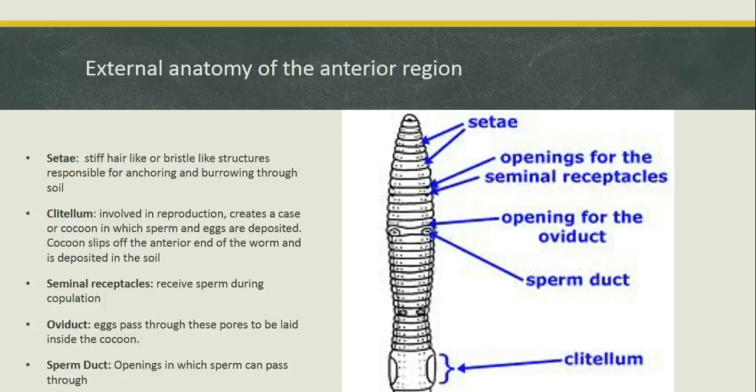Seminal receptacles: receive sperm during copulation. Oviduct: eggs pass through these pores to be laid inside the cocoon. Sperm duct: openings through which sperm can pass.